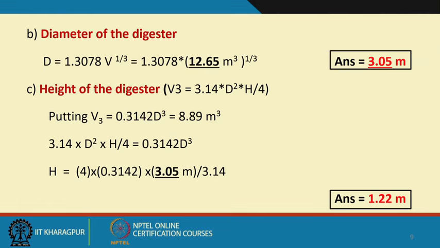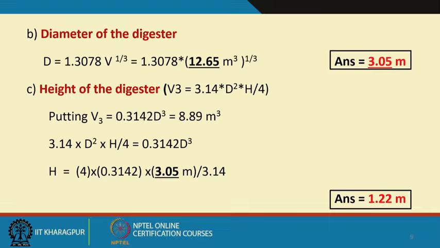So, the volume has already been calculated from the previous slide, that is 12.65 meter cube. Simply substituting this into the given formula, 1.3078 multiplied by 12.65 meter cube raised to the power of 1 by 3, we will get the diameter, which is equivalent to 3.05 meter.